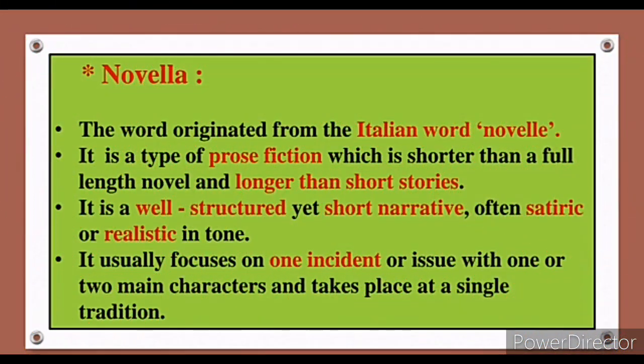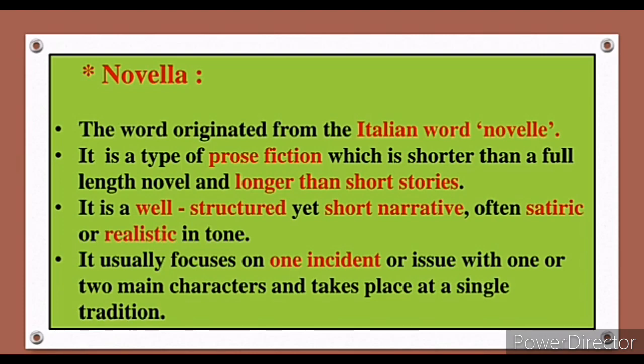Now we will see the third point. It is a well structured yet short narrative, often satirical or realistic in tone. It is very well structured, okay? It is not like there were so many characters and so many stories, and in that another story is starting. No, only one story, some characters, and their life. It might present a real life story. Realistic means a pure real life story connected with real life.